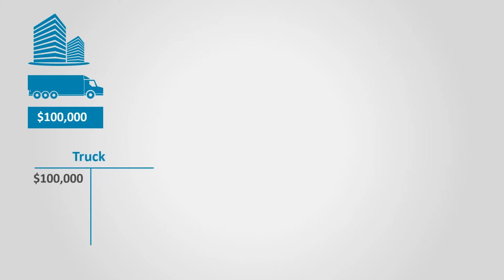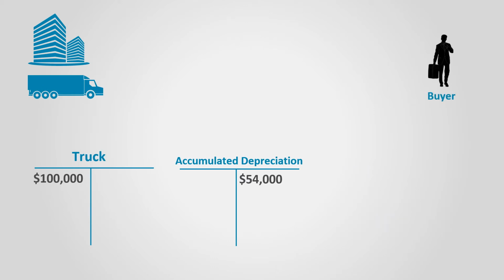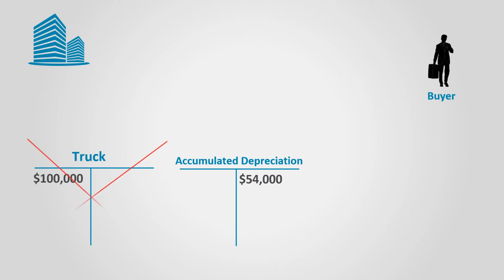Looking at the accounts of both the truck and its accumulated depreciation, the book value of the truck can be calculated by subtracting the accumulated depreciation from the cost of the asset, so the book value is equal to $46,000. A buyer offered to pay $60,000 to purchase the truck. The company accepts, receives $60,000 and delivers the truck to the buyer. The truck does not exist in the company anymore, and hence its accounts, which are both the truck account and its accumulated depreciation, should be closed.